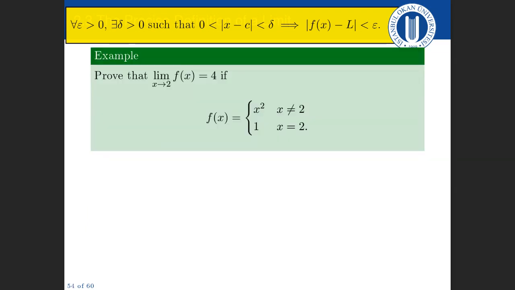Prove that the limit as x tends to 2 of f of x is equal to 4, if f of x is the function which is equal to x squared if x is not equal to 2, and equal to 1 if x is equal to 2. Okay, our answer is going to look something like this. First epsilon, then delta, and then the conclusion. And there's gaps here because we don't know what to put in yet.